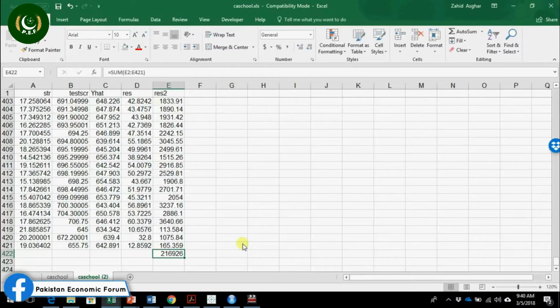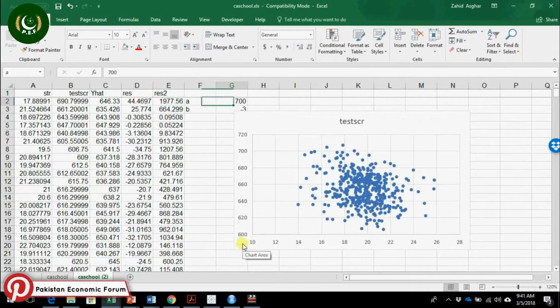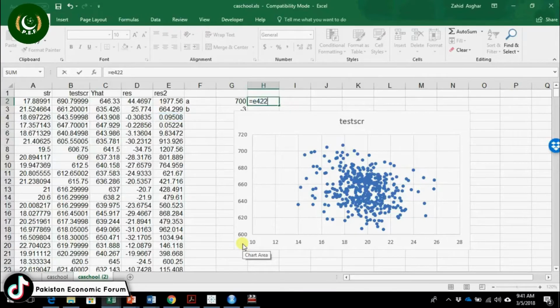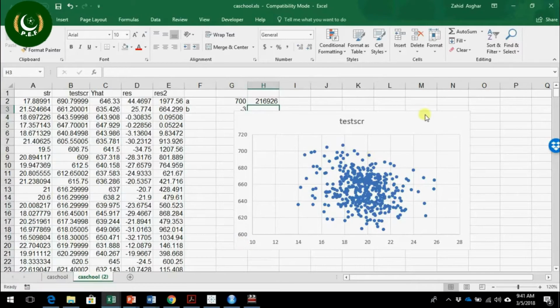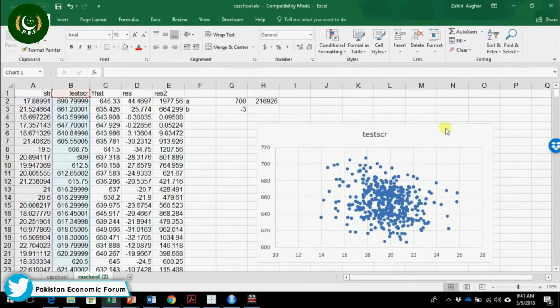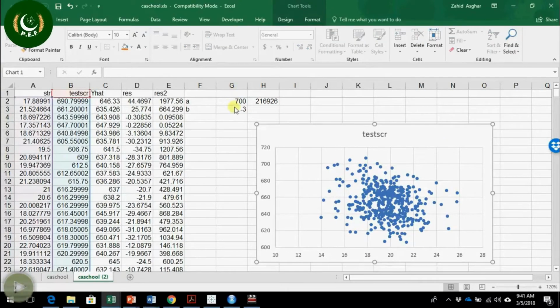216926, so this is your sum of squares of residuals. We shall try to minimize this sum of squares of residuals by picking those values of beta naught and beta 1, so that no other value can minimize this sum of squares of residuals. So I just take this value. So we have to minimize this value by changing what? By changing beta naught and beta 1.